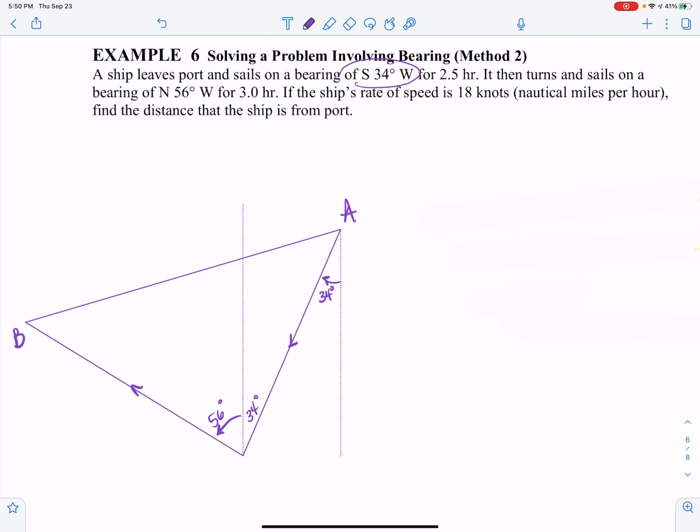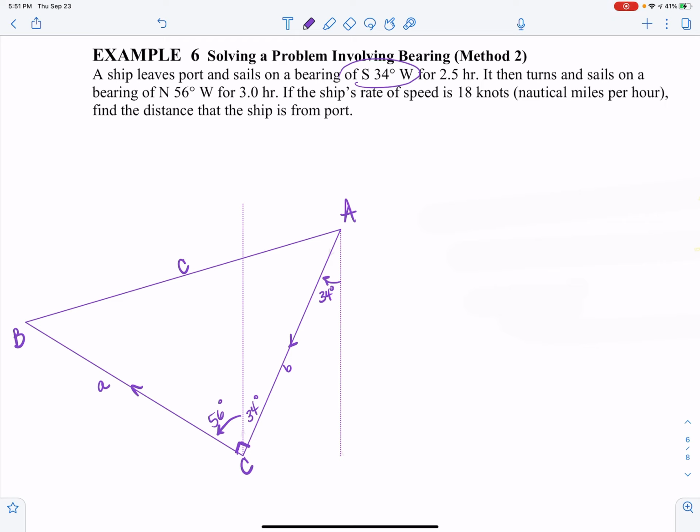You'll notice that 56 plus 34 is 90 degrees. So this is a right angle. So we'll call it angle C, which also means that I want to know what side C is. This over here is my side B, and this over here is my side A.